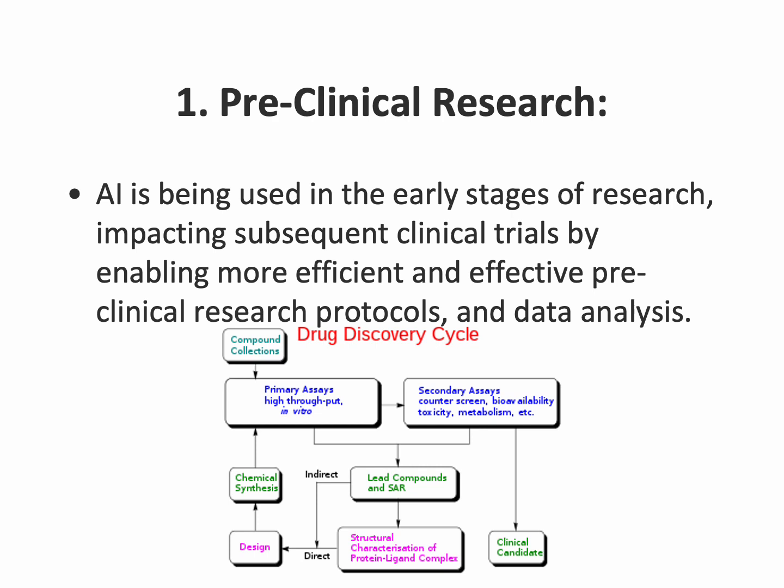Now let's go over preclinical research. This is a phase where we use animals, or in vitro, which means not in living animals, or we test our drug in vivo, which means in living animals. Here the AI is being used in the early stages of research, impacting subsequent clinical trials by enabling more efficient and effective preclinical research protocols and data analysis.